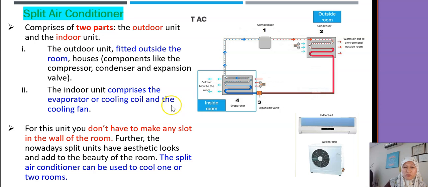This one is the famous one. We see it everywhere. Split air conditioner. It has 2 parts, one indoor and one outdoor. Indoor is the evaporator or the cooling coil with the fan, and the outdoor unit we call the condenser, with the fan and expansion valve. You don't have to make any slot at the door or at the room, they just use piping at the wall from the indoor unit to the outdoor unit. It can be used for a bigger area.